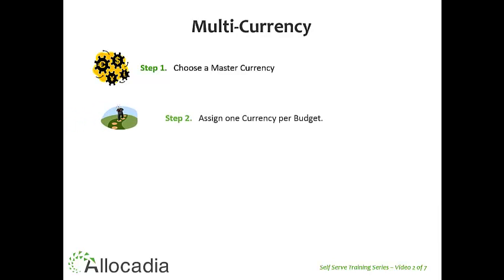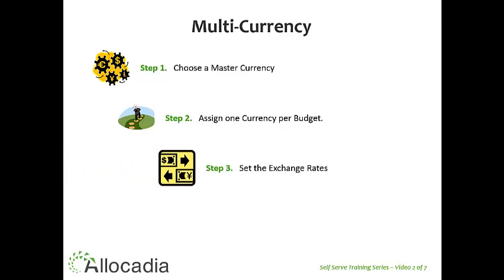Step 2. Assign 1 currency per budget. As noted in video 1 of 7, Building the Hierarchy, there can only be 1 currency per budget. These must be individually set at the budget level. Step 3. Set the currency exchange rates of the local currency to the master currency.